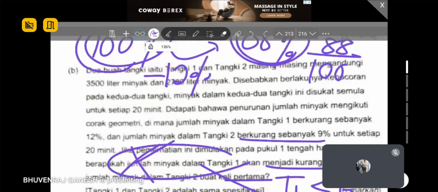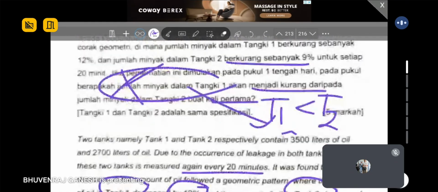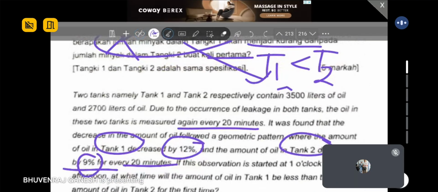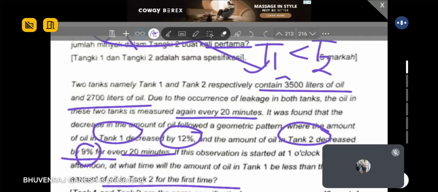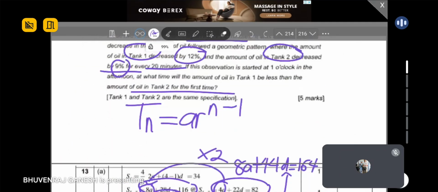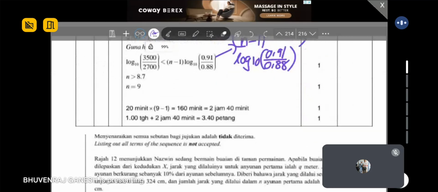Okay, because earlier we already measured this one, the original volume, 3,500, 2,700. So why we need to minus 1 is because we already measured that for the first 20 minutes. Am I right? So it has already passed. So that's why we take the remainder of time. 9 means in total, how many 20 minutes we have. So 1 already passed, so 8 left. 9 minus 1, times 20, because 20 minutes many times.